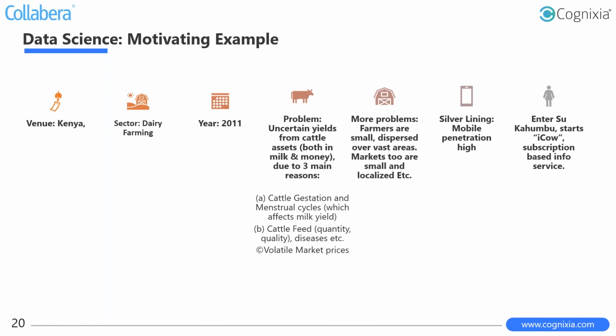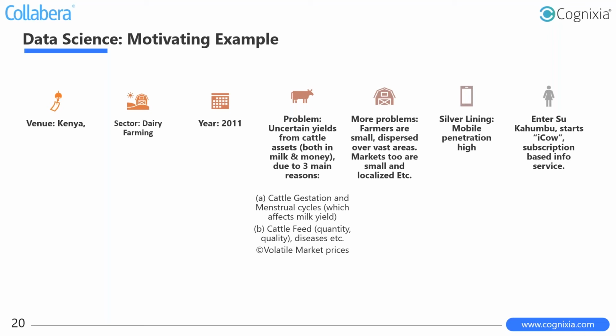And then there's one lady called Sue Kawumbu. She entered here and started iCow, a subscription-based info service. Who is Sue Kawumbu? She's the fourth daughter of one of the farmers in one of the villages. I think she was the first graduate in her village. She did an analytics course at Oxford. She had the opportunity to stay back in the UK, but she decided to come back and do something in Kenya itself for the farmers.